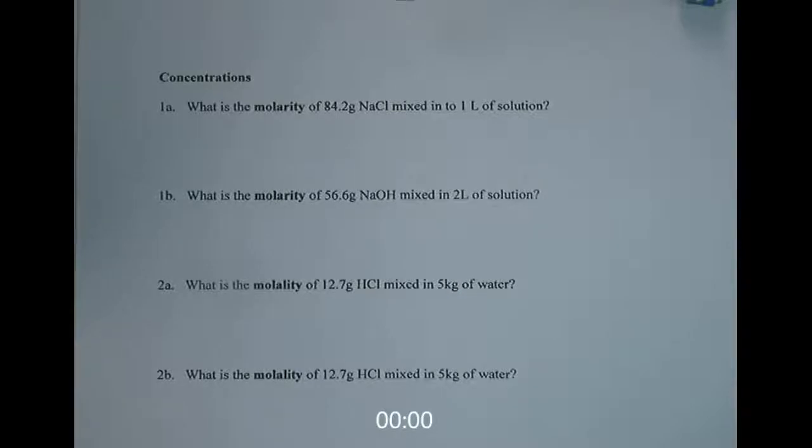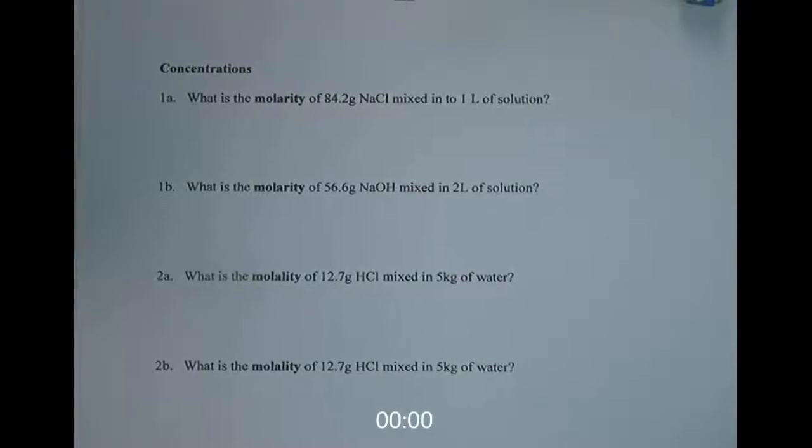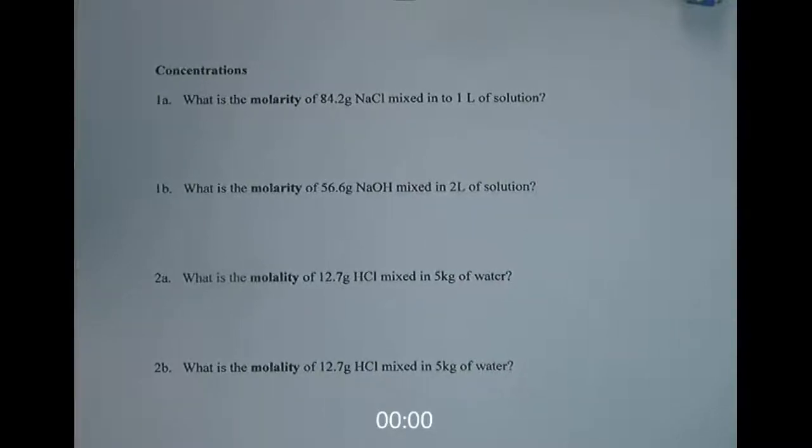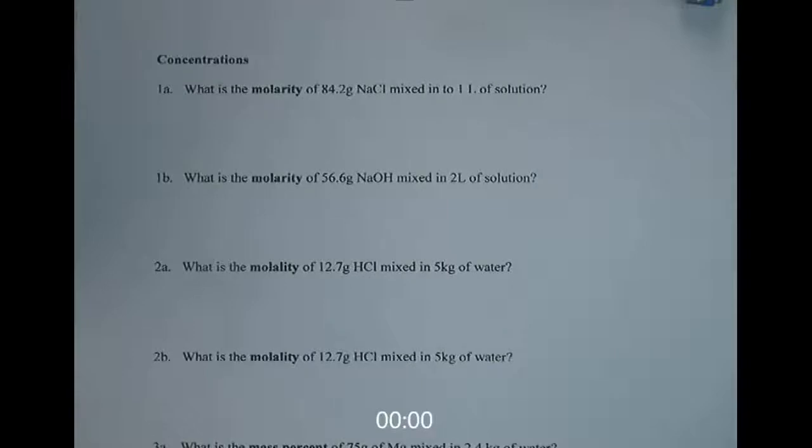This is an assignment where you're being introduced to the concept of solutions, particularly aqueous solutions, solutions in water, and how you express the concentrations of a solution. If you have a pure liquid such as water, then you don't need to deal with this. It's just water.